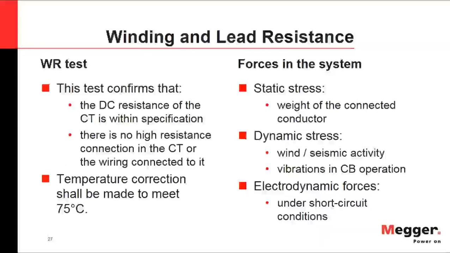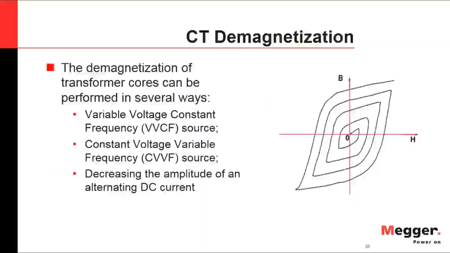After a winding resistance measurement, where we have saturated the core of the current transformer, we need to provide a procedure to demagnetize the core. This procedure is called demagnetization. And basically, to demagnetize the core on any kind of transformer, we have typically three ways: a variable voltage constant frequency source, a constant voltage variable frequency source, and a decrease in the amplitude of an alternating DC current. So these are basically the three methods that can be used.